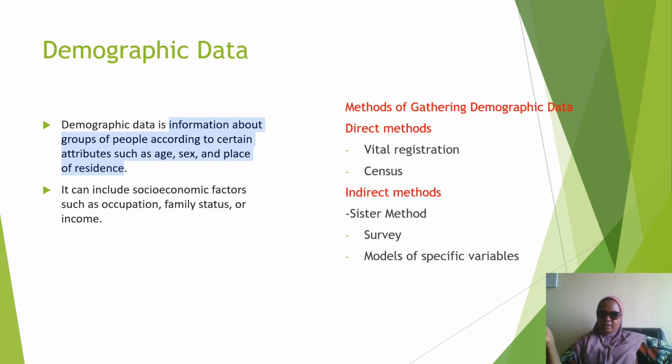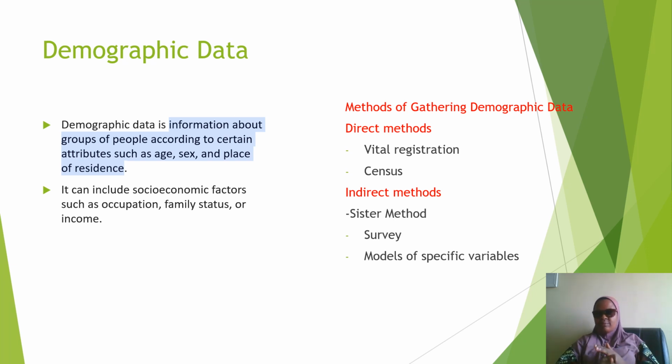Methods of gathering demographic data. We have two methods, majorly, which are direct and indirect methods. Under the direct methods, we have vital registration. Vital registration has to do with the registration of vital events such as birth, death, migration, adoption, marriage, annulment, naturalization, and all this. When we get married, we go to the registry. It is a vital event.